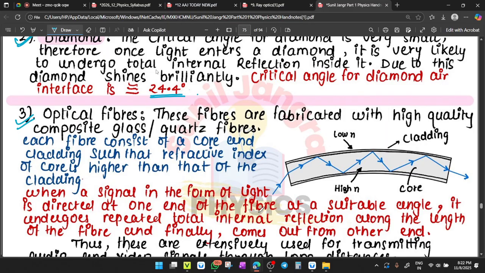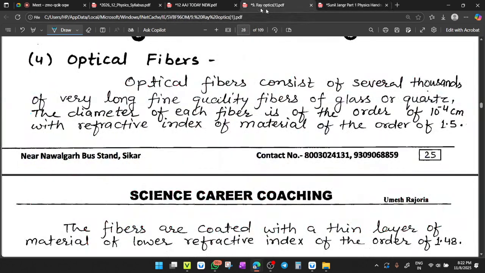Now, next importance of this phenomenon is what? Optical fibers. Now, what are optical fibers? Today, in modern communication technology, we use fiber internet cables inside the land, which are used to travel high speed internet signals. Why? Because light is traveling at the speed of 3 into 10 to the power 8 meter per second.